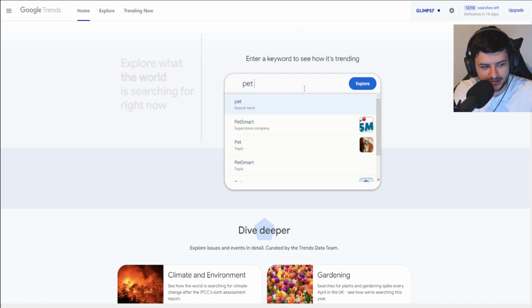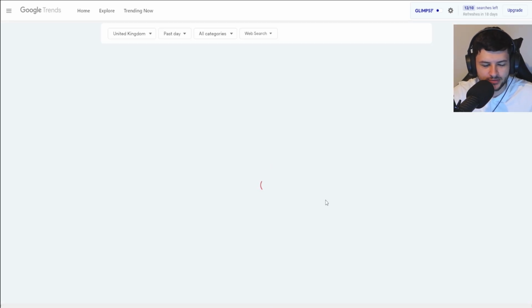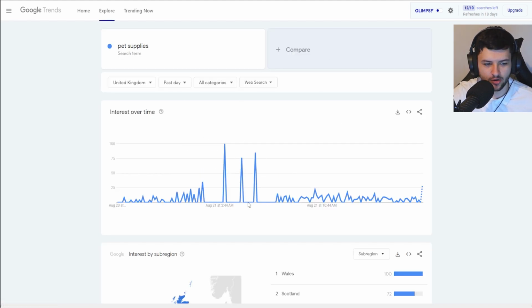So for an example, I could just type in pet supplies and you can see it comes up with some suggestions. When we search this, it comes up with some keyword and metrics data. You can see the peak of pet supplies was during today at a certain time. So this is tracking the last few days at a specific time period.